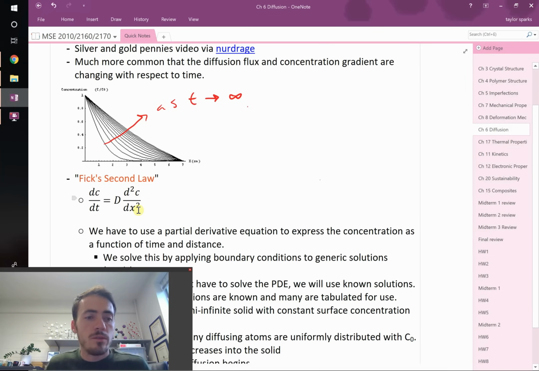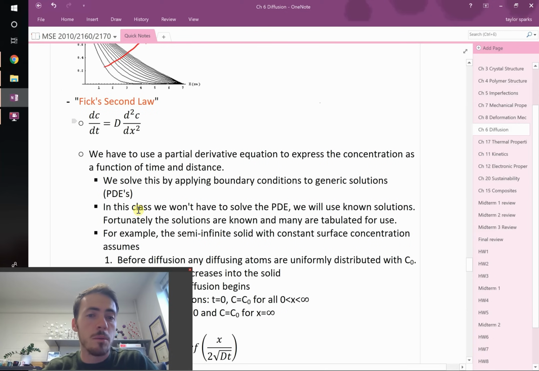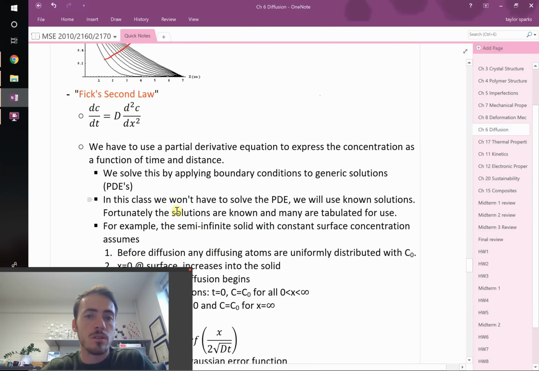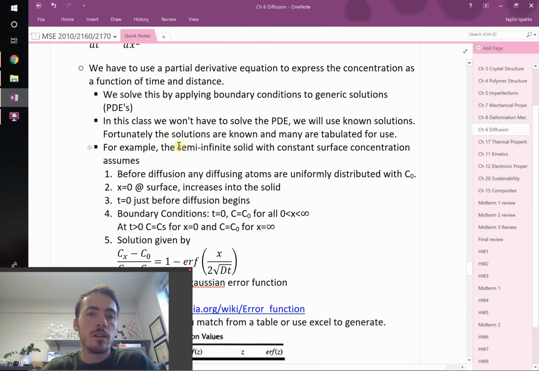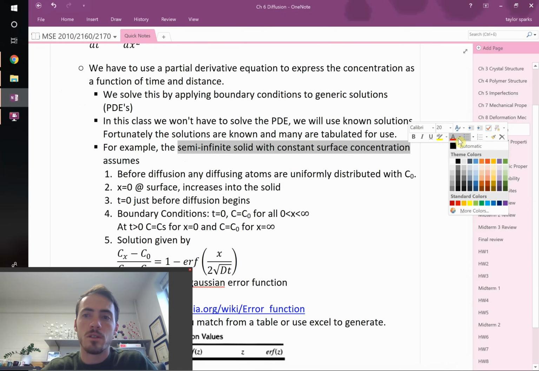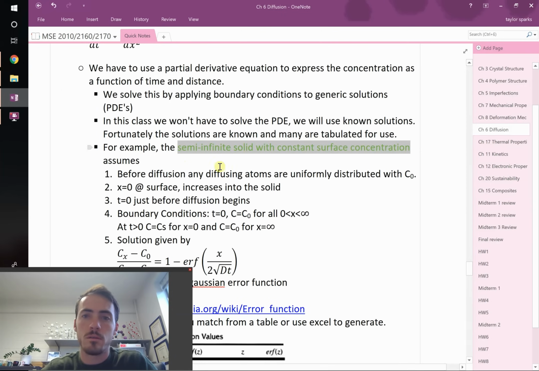When you have taken PDEs or engineering calculus, you'll learn how to solve some of these by applying boundary conditions. Now in this class, I'm not going to assume that people already know how to do that. Instead, I'm just going to show you what one typical solution looks like, but we won't solve this ourselves. We're just going to use the solution, okay? So, for example, one of the really classic examples of this is called the semi-infinite solid with constant surface concentration. So let's change the color on that so that you know that this solution only works under these conditions.